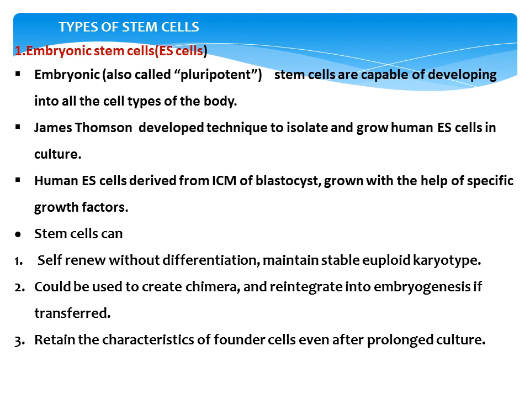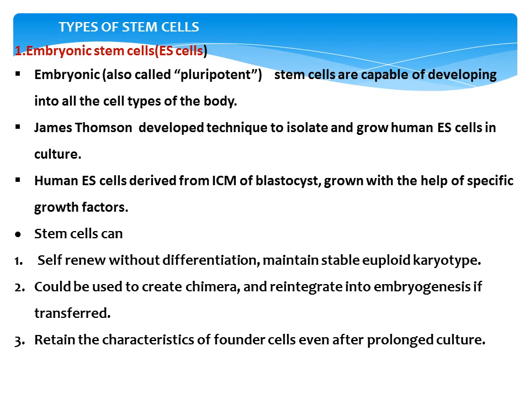Types of stem cells. There are two types of stem cells: embryonic stem cells and adult stem cells. Embryonic stem cells, also called pluripotent stem cells, are capable of developing into all the cell types of the body. James Thomson developed a technique to isolate and grow human embryonic stem cells in culture.